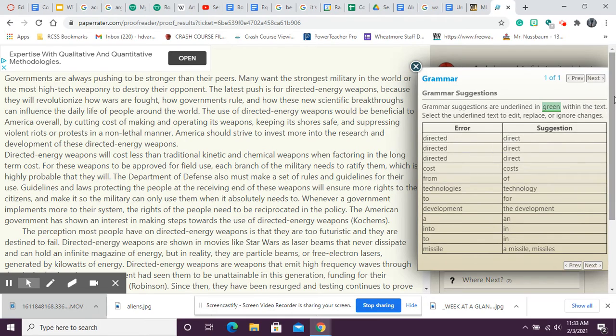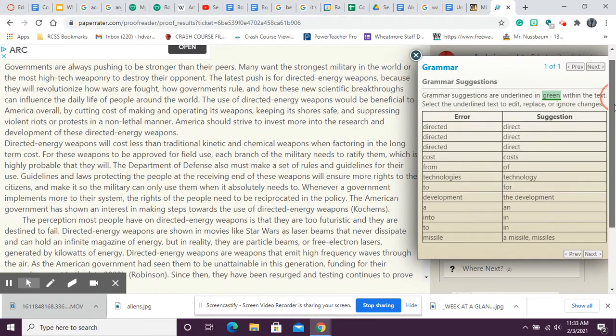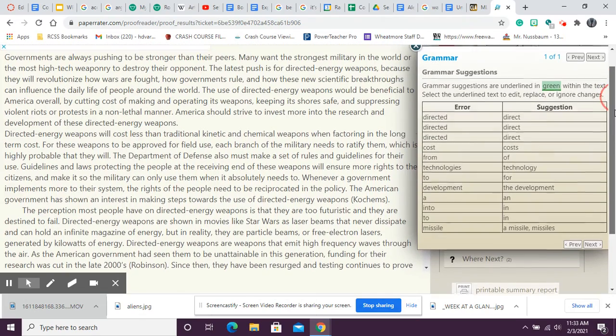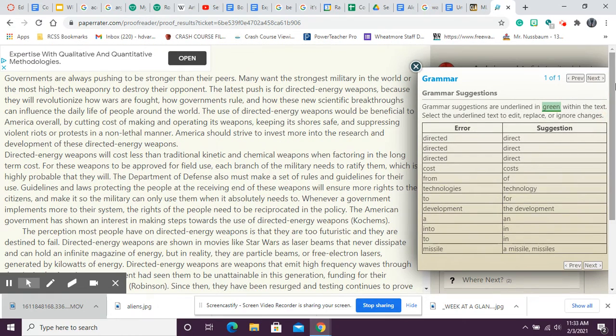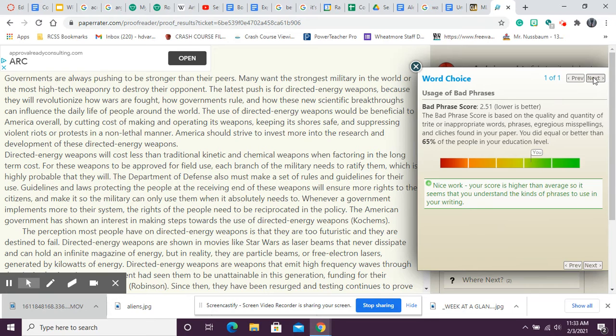Grammar suggestions. So he has used some words not in the present tense. So instead of directed, he has direct. This is a really good one. Okay. And some of these aren't going to be correct. Some of them may be. Remember, it's a computer. It's just going through. It's not going to be perfect. All right.